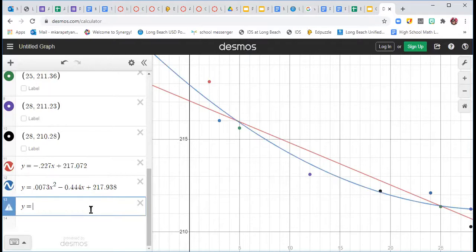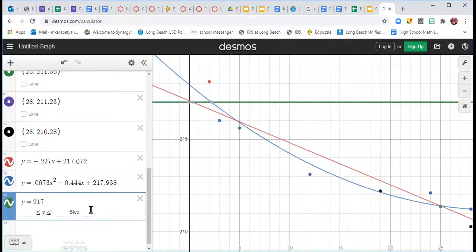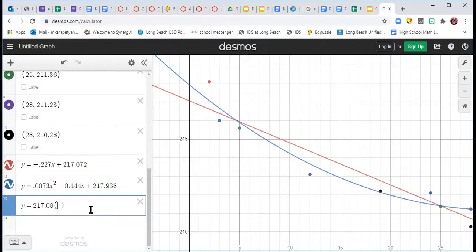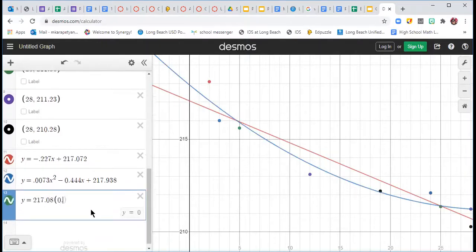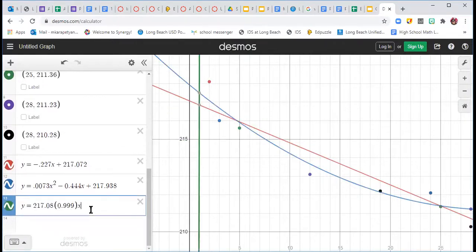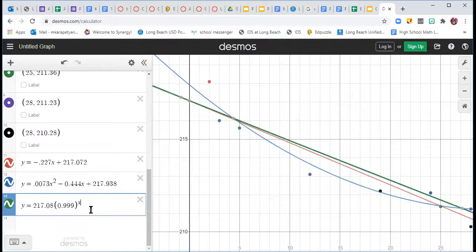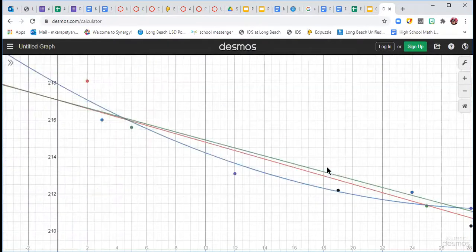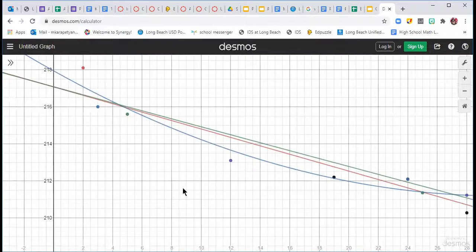And then y equals 217.08. Oops, wrong mark. And then parentheses 0.999x. Oh, no, that's an exponent of x. There we go. All right. So here are my different models. And of course, at this point, I would expect another screenshot from you. So from here, I expect another screenshot.